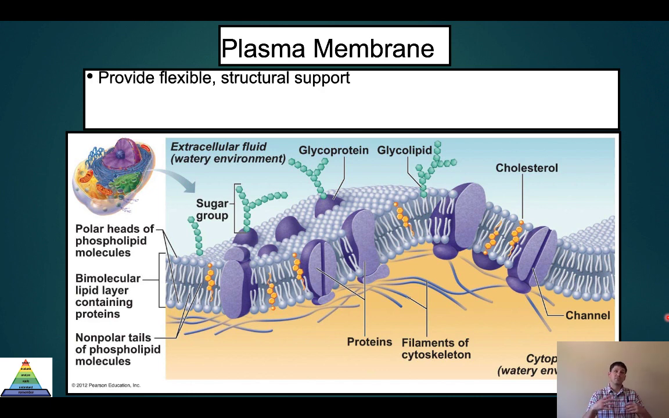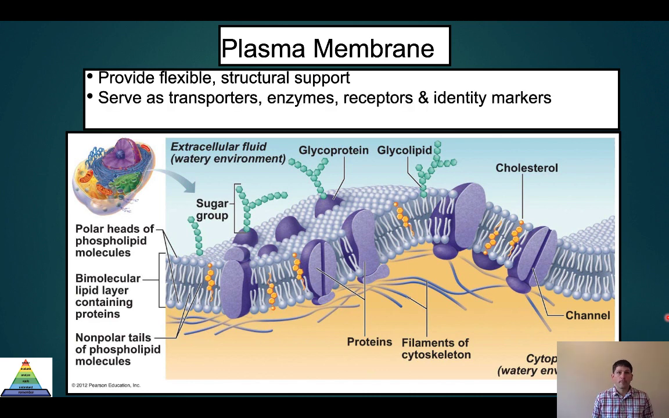Well, first, it provides flexible and structural support to our cells. If you remember the difference between plant and animal cells, plant cells have cell walls, where animal cells have plasma membranes, and so they're not as strong as a plant cell is. So they also serve as transporters, enzymes, receptors, and identity markers. So how does the plasma membrane do that? Well, it does that with proteins that are embedded within the plasma membrane or within the phospholipid bilayer.